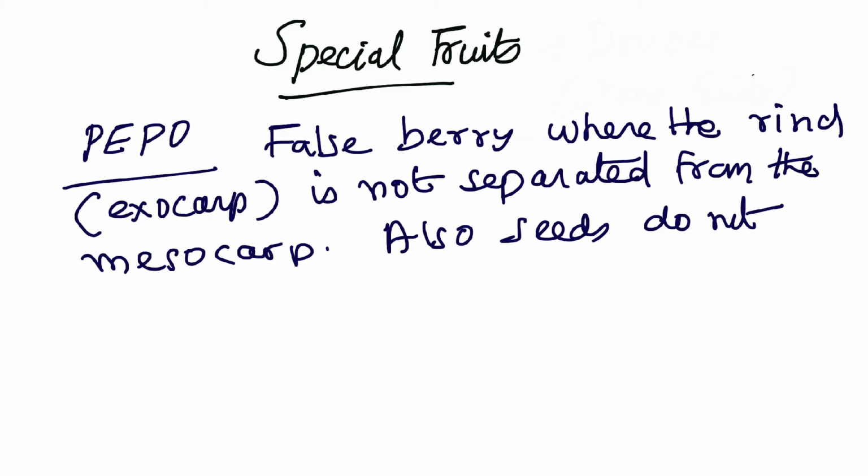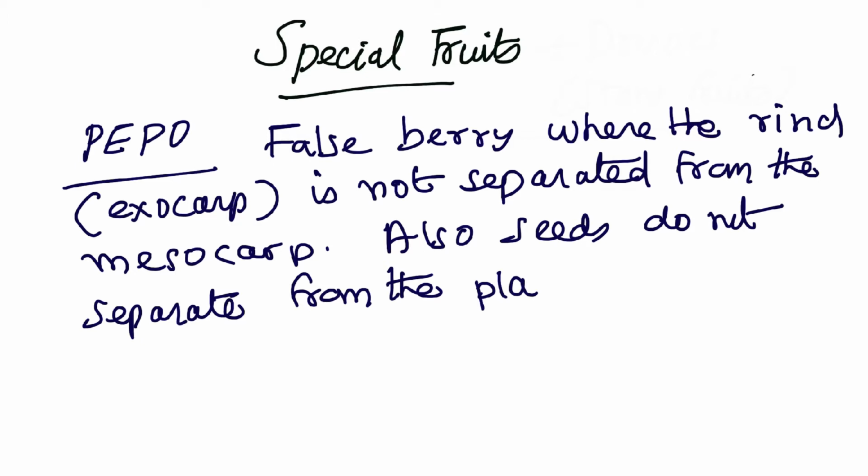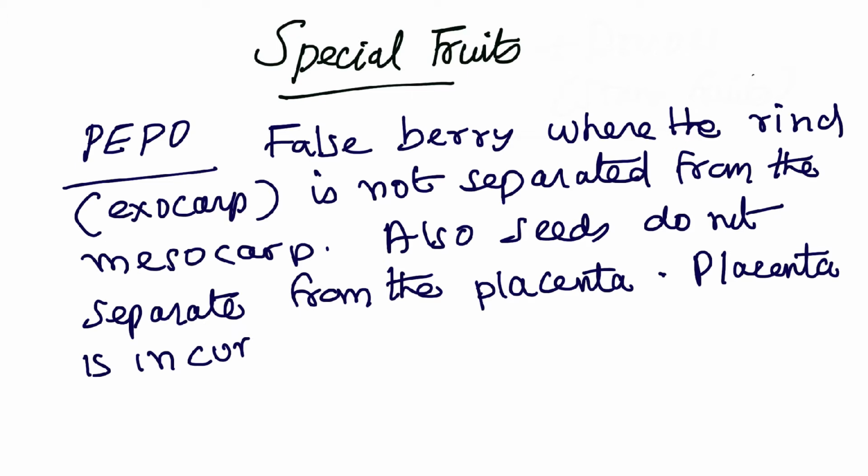Now we know that placenta is the tissue in which the ovules, that is the later seeds, develop, and naturally the seeds become separate. But in this particular case, the seeds do not separate from the placenta. And in addition, another interesting development is that the placenta is incurved to form a septa. So those are the interesting features about Pepo.